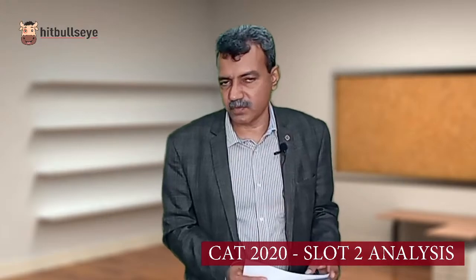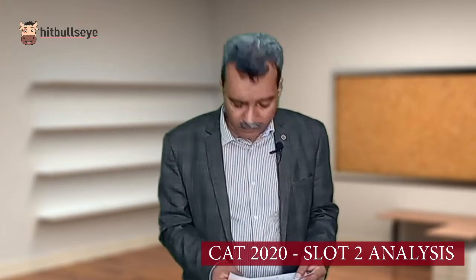We have been talking to a lot of students, and our faculty also has taken the exam. After collecting inputs from the faculty as well as the students, here is the first cut of Slot-2 of CAT 2020 by the Hit Bullseye team. In verbal we had 4 passages, with 5 questions and 4 questions, then 2 questions from odd man out, 3 questions from para jumbles, and 3 questions from summary. Para jumble and odd man out were the type-in questions.